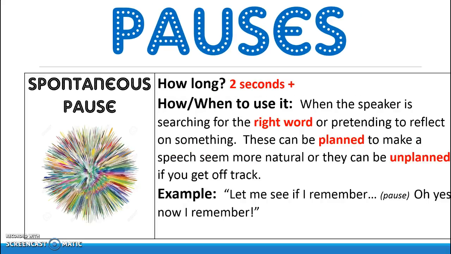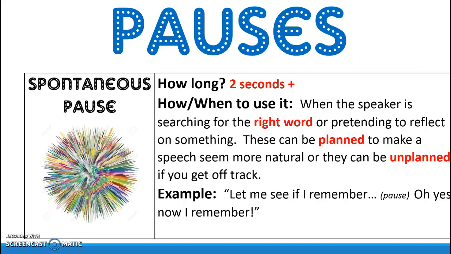The next type of pause is a spontaneous pause. It normally lasts for 2 or more seconds. It really just depends. This is when the speaker is searching for the right word. They could be pretending to reflect on something or think about something. This can actually be planned out. Sometimes speakers do this to make their speech seem natural and like it's not super rehearsed. It also can happen if you're unplanned and you lose your train of thought.